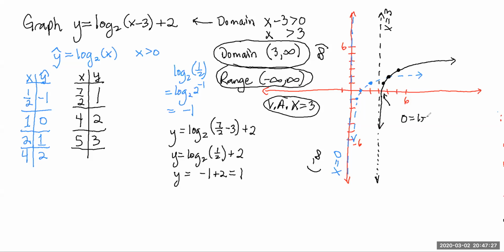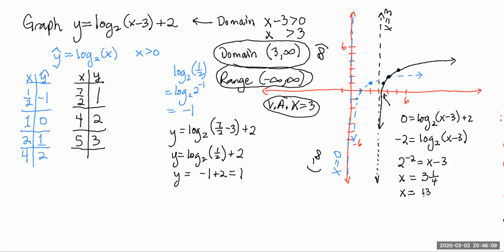So 0 is log base 2 of x minus 3 plus 2. We want to isolate our logarithm, so we have negative 2 is equal to log base 2 of x minus 3. By definition of log, we have 2 to the negative 2 is equal to x minus 3. Well, then x is now 1/4 plus 3. Well, what's 1/4 plus 3? Well, that's another way of writing 3 1/4. X is equal to 13/4.